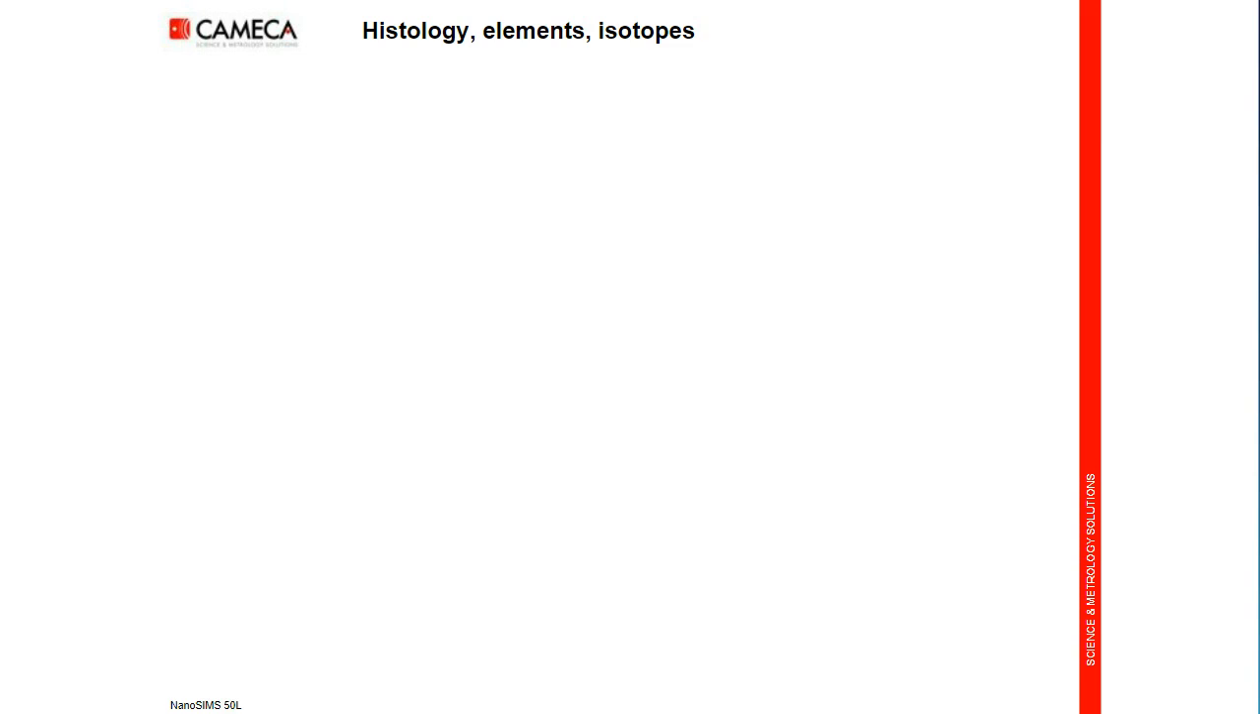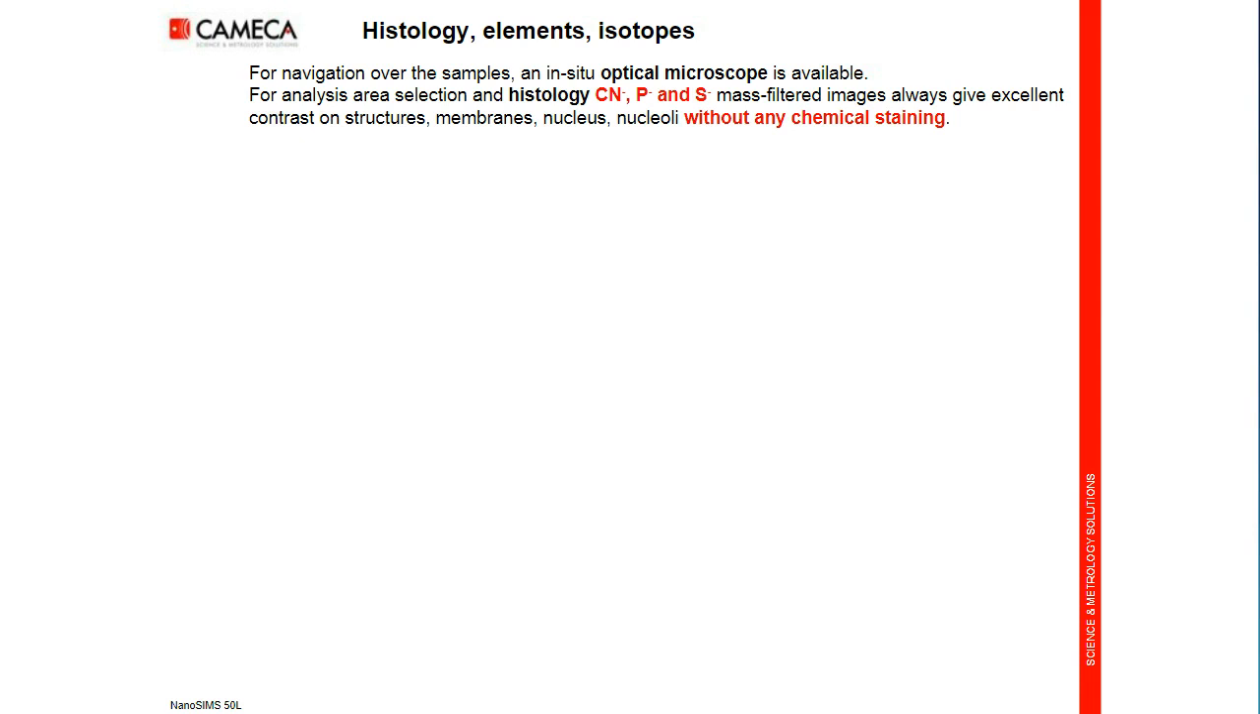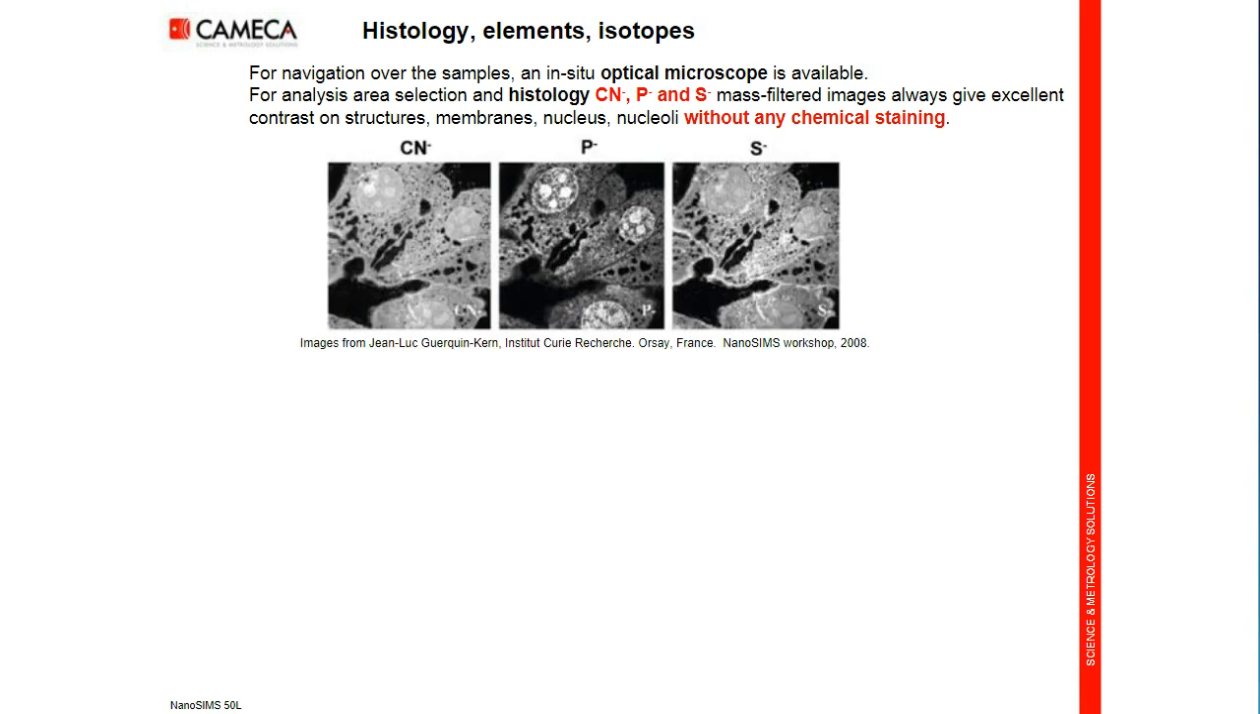First, for navigation over a large sample, we use an optical microscope inside the instrument with a resolution of roughly 1.5 micron. Then, for histology, for recognizing the cells and the structure, we use CN, so nitrogen for the protein, phosphorus for the nucleic acid, and sulfur as images, giving us an excellent contrast without any chemical staining. Like, for example, in these cells, where we detect, using cesium, negative ions.